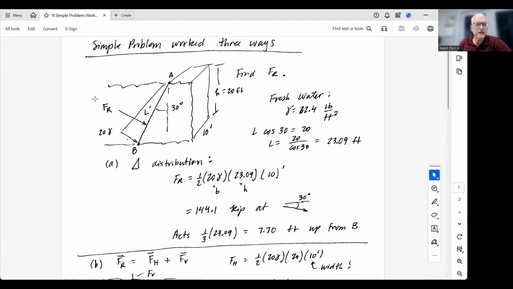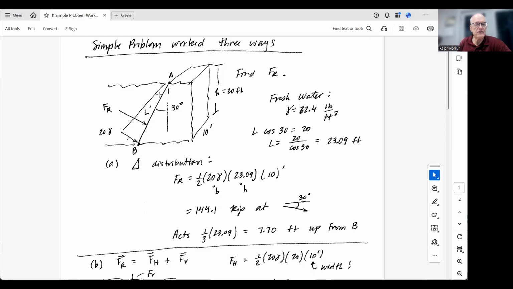We're going to find the resultant force three different ways. The first way is just the volume of the pressure distribution. And so you sketch a picture of the pressure distribution. So the pressure at this depth is 20 feet depth times gamma. You have a triangular pressure distribution, which is zero at the top, because that's a free surface, and the leg of this triangle is L, which is 23.09 feet.